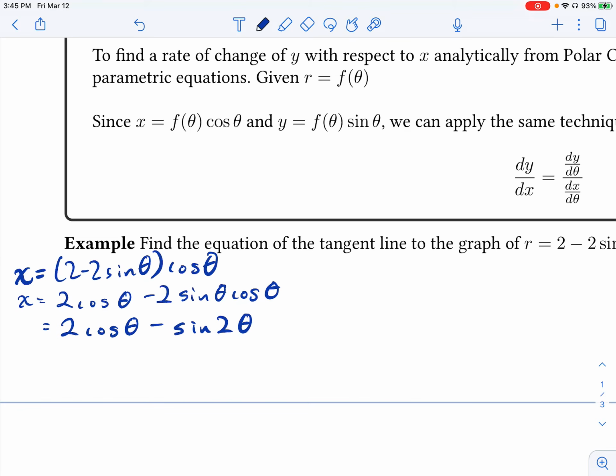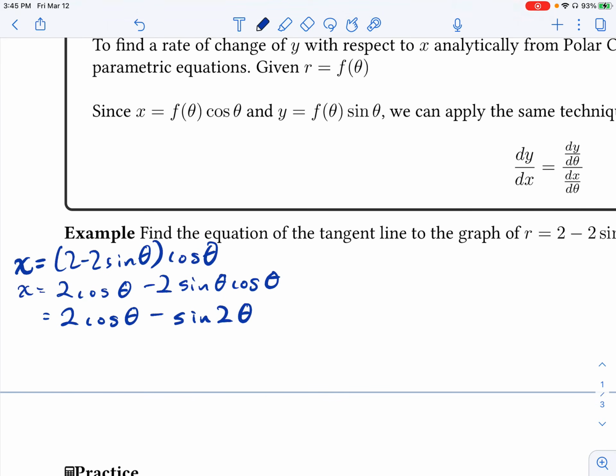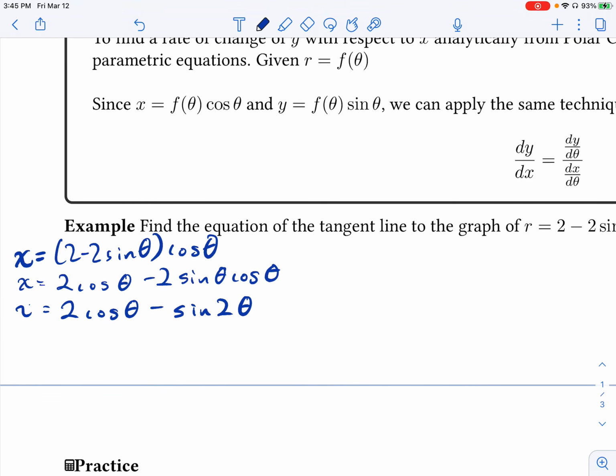Sine of 2 theta here. We can write that as sine of 2 theta there, okay? And if we wanted to leave that just as it is without using the double angle identity, we totally could have. And now that we have our x, let's go ahead and find dx d theta.